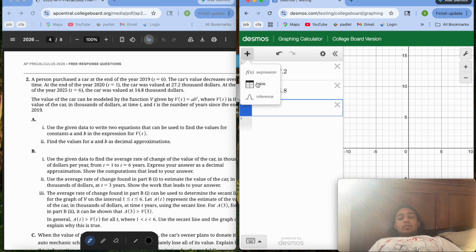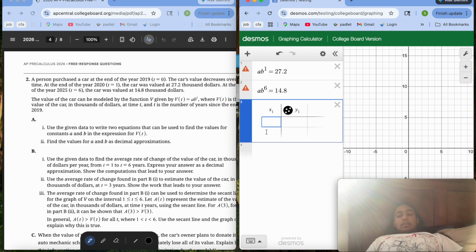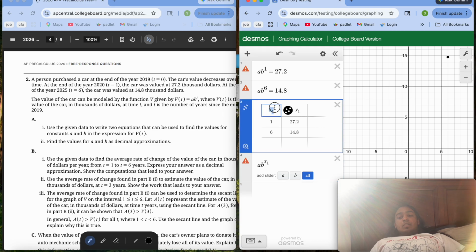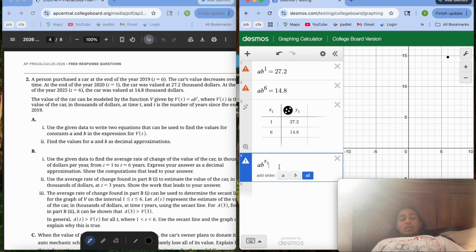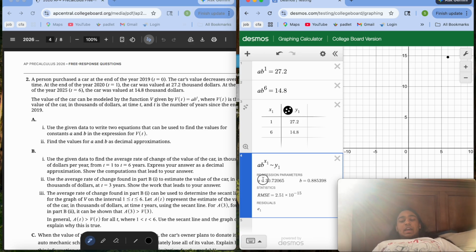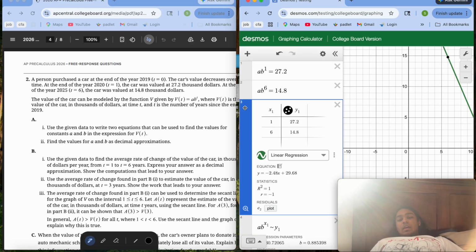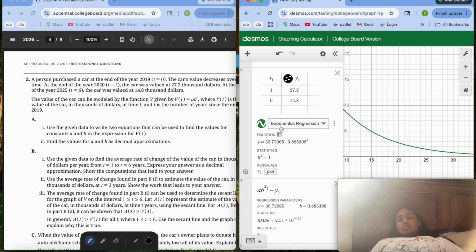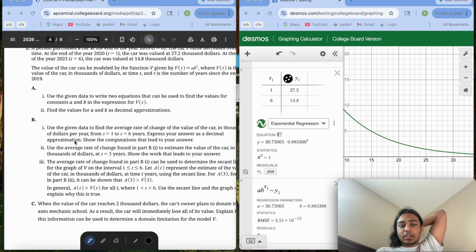And now part A2 we can do with Desmos with a regression. We know that when we plug in a 1, we're going to get a 27.2. When we plug in a 6, we're going to get a 14.8. And we know that this equation should look like a times b to the power of, in this case we know it's t, but we wrote them in under the x1 column, so it's going to be x1. And that is going to equal y1. So it's telling us that a is going to be roughly 30.27 and b is going to be this. If you recognize the pattern, you'll also recognize, hey, that's just an exponential. So you can click auto regression, do exponential, and you'll get the same values here. So yeah, that's our decimal approximation.